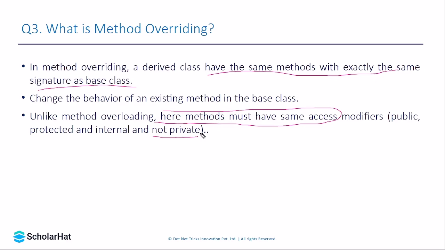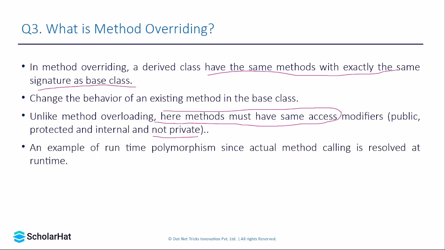So in method overriding, the access modifier should be the same. Again, it's an example of runtime polymorphism, where the actual method calling is resolved at runtime. Now, this is a very important interview question. An interviewer can ask this question in two ways.